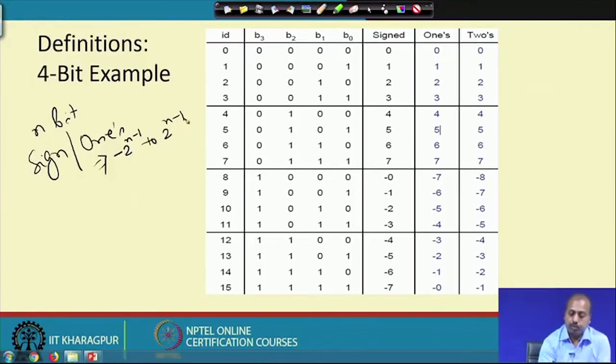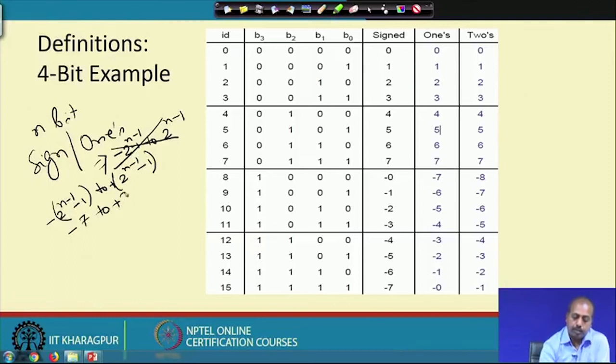So, minus 2 to the power n minus 1, sorry, that should be a minus 1. So, minus 2 to the power n minus 1, for example, to plus 2 to the power n minus 1 minus 1. So if you put n equal to 4, this is basically your minus 7 to plus 7.